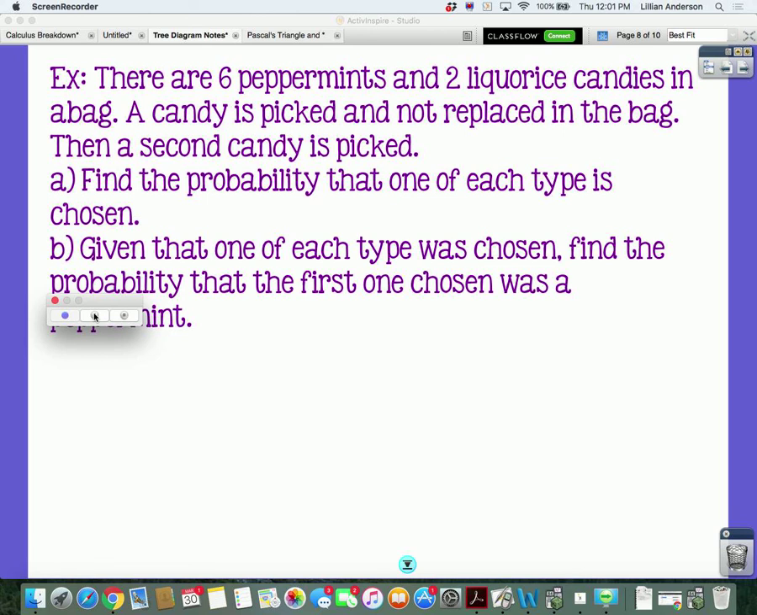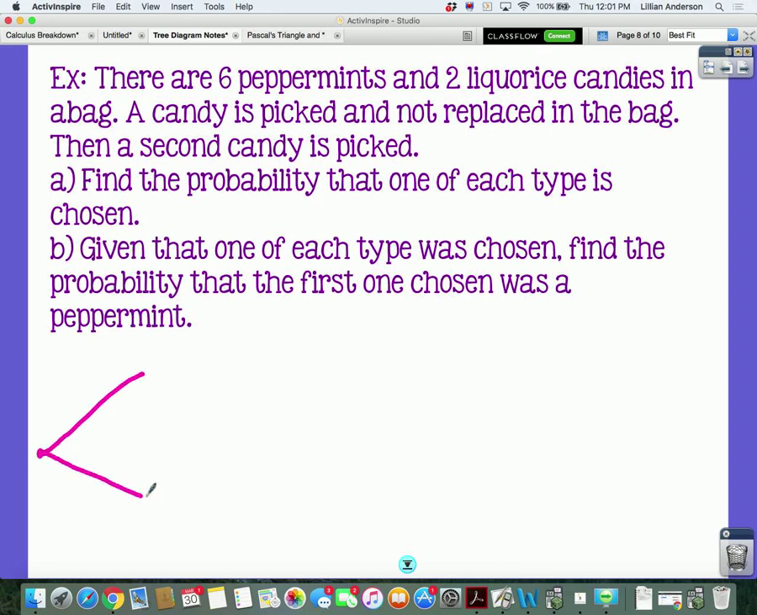So, 6 out of 8 for peppermint at first, like for one branch, and 2 out of 8 for the licorice. Okay, so wait. I have 2 branches. What goes here? Peppermint. And what goes here? Awesome. So on this branch, you said I have what? 6 out of 8. Uh-huh. And 2 out of 8. Very good.